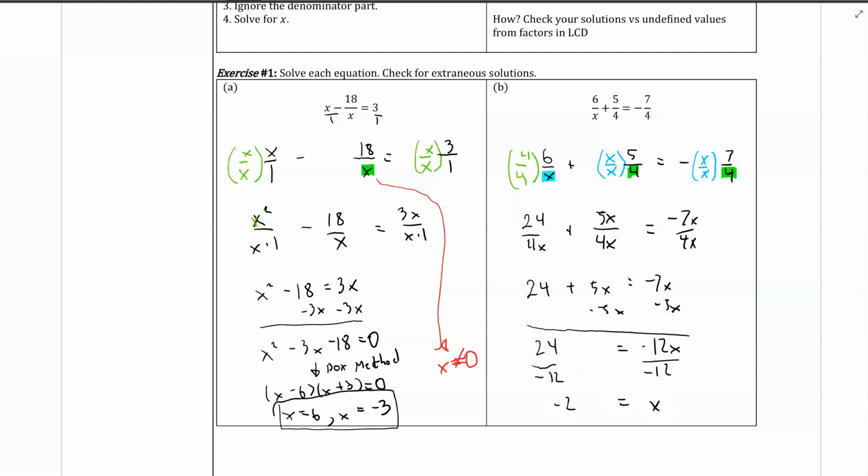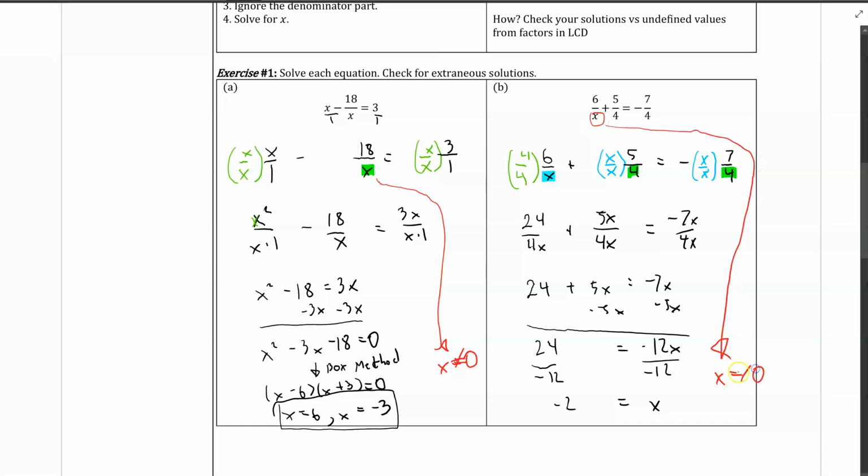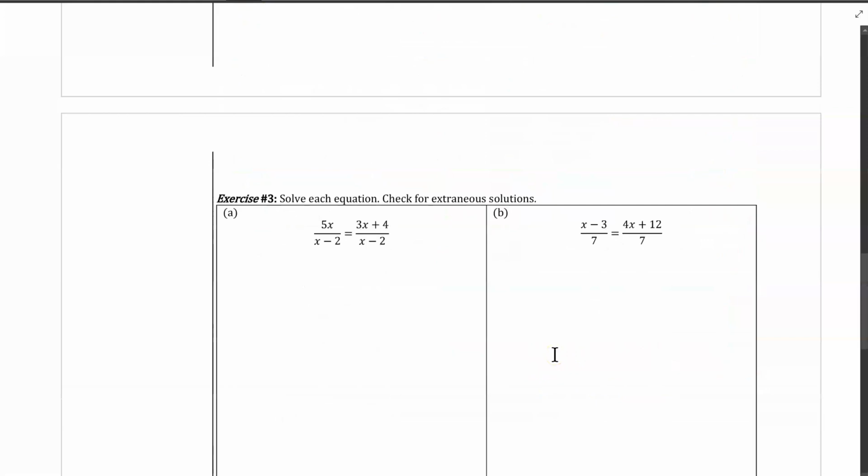Now, what is x not allowed to be equal to? Well, this x right here means that x cannot be equal to 0. And since our only answer was negative 2, which is definitely not the same thing as 0, we're good to go. Ooh, let me just redraw my box so you can see the negative sign. Okay, moving on.